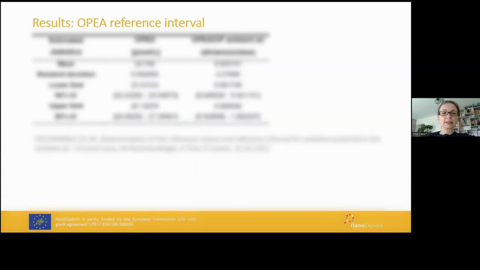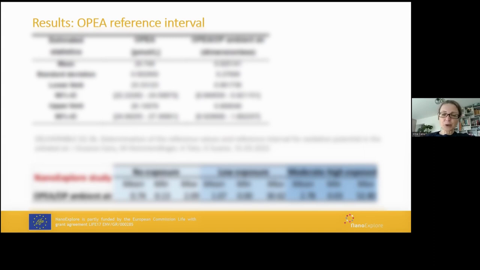Here you can see the results of this calculation. We have the mean value for the OPA, the mean value for the ratio, which is standardized by oxidative potential for ambient air. We have the lower limit and the upper limit of the reference interval, and the 90% confidence interval for every one of these limits for two parameters. How can we use this information? We can use it very directly, and I will show you how.